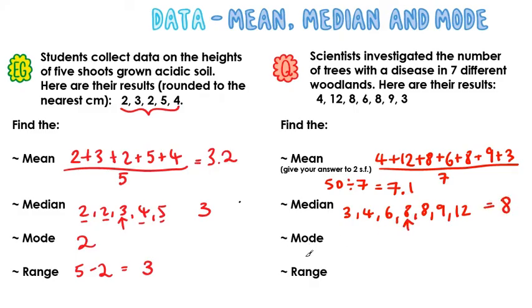The mode then is the most common value, and that's actually going to be 8 again. We've got 2 of those. And the range is the largest number, which is 12. Take away the smallest, which is 3, which gives us a range of 9.